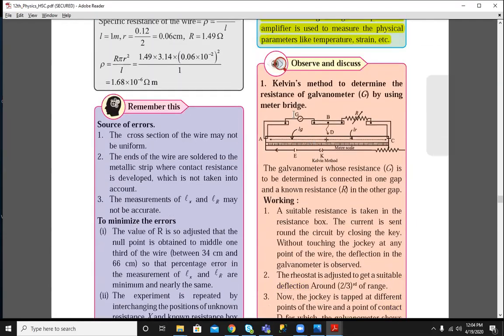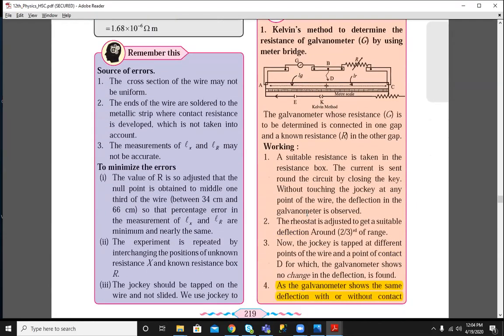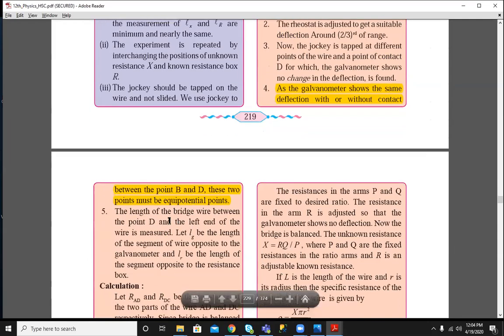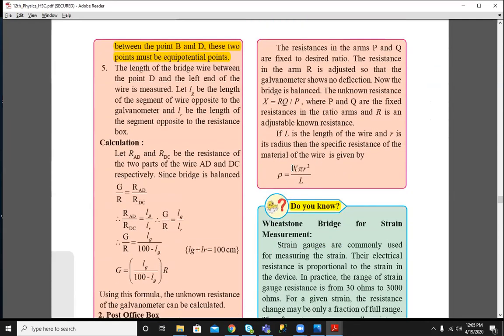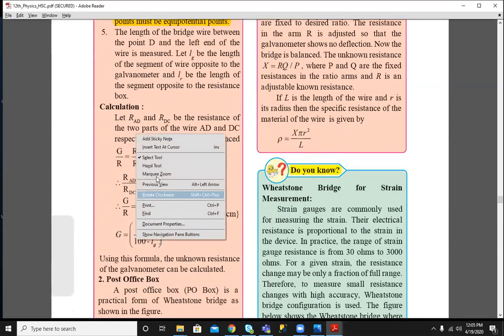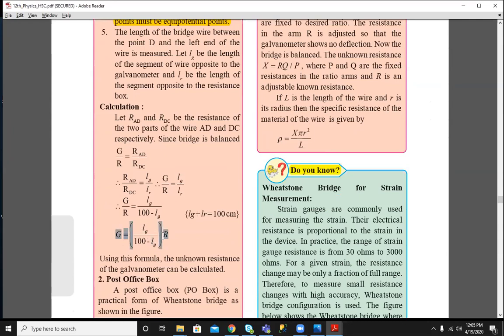As this comes under the observe and discuss method, don't get confused with the reading. It will come in an exam because it is the most likely asked question in our board. Same formula as the meter bridge, and then another formula for the specific resistance of a wire of resistance X and radius r.